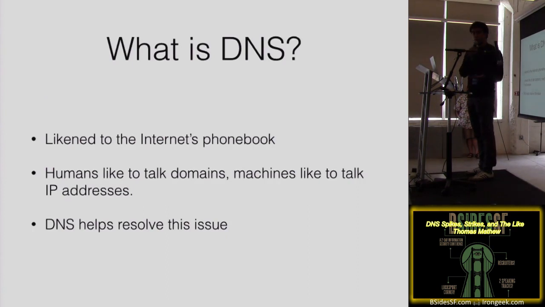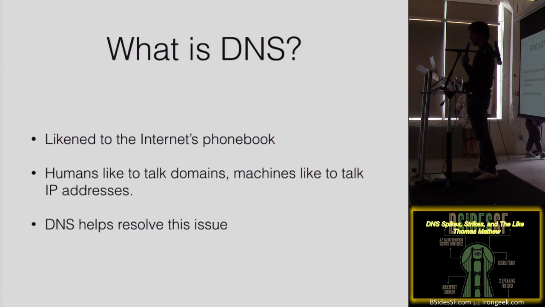If you want to do traffic analysis, we need to have a pretty clear understanding of what DNS is. Many people liken it to the internet's phone book because it helps us create a mapping relationship between domain names, which are easy for humans to understand, and IP addresses, which are easy for machines to understand. You can imagine that remembering a 32-bit number is hard for a human, but easy for a machine. DNS helps fix this issue.